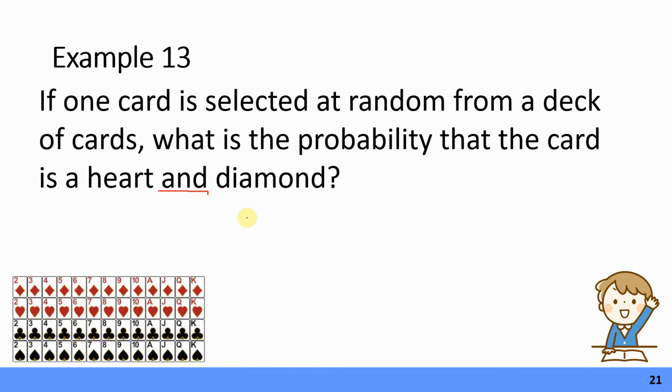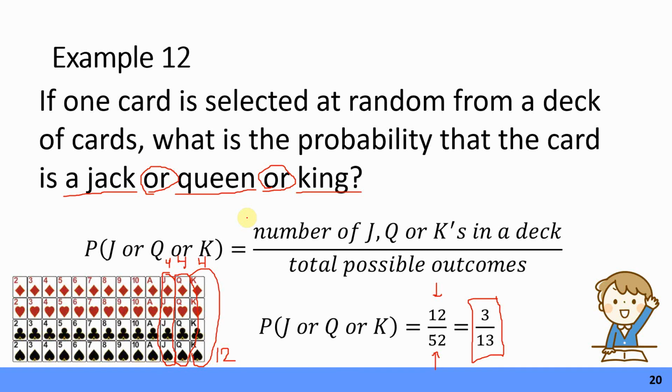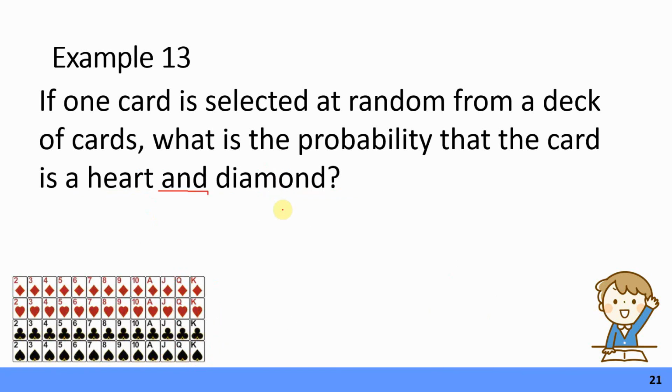Be careful. This does not have the word or. In the last problem, when you have the word or, you add the number of jacks plus the number of queens plus the number of kings. That's how we got 12. When you have the word and, it means you have to find a card that is a heart and a diamond at the same time. Out of my deck of cards, how many cards have a heart and a diamond at the same time? If you're familiar with cards, you should know that there is no card that fits that requirement. There is no card that is a heart and a diamond at the same time.